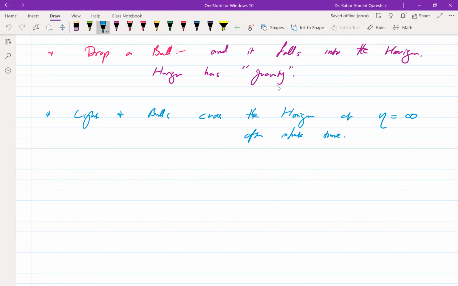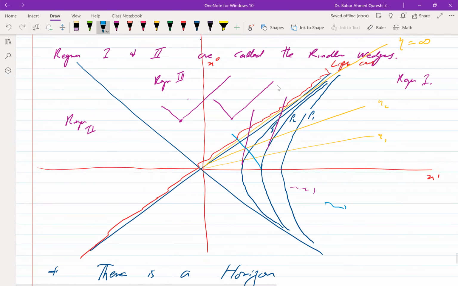But it's obvious that this is just an artifact of the coordinate system. This is flat space. You may be living here. This may be your world line. And you just see the light crossing the horizon after a few seconds. The ball crosses this horizon. This is not a horizon for you. It's only for these Wingler coordinates or Wingler observers. The ball crosses the horizon after a finite time. But for the Wingler observers, in Wingler coordinates, it takes an infinite amount of time.